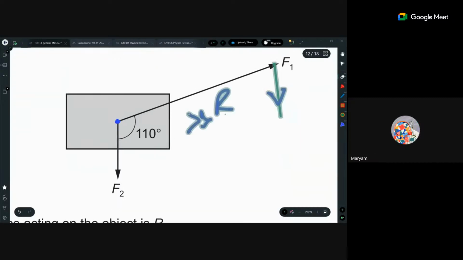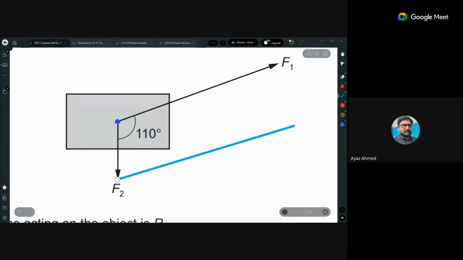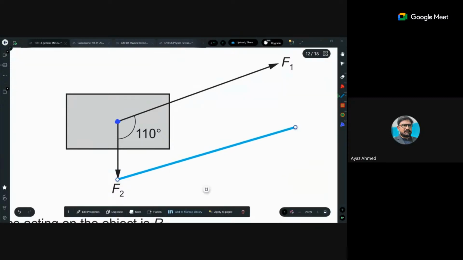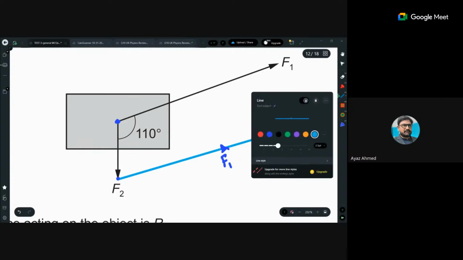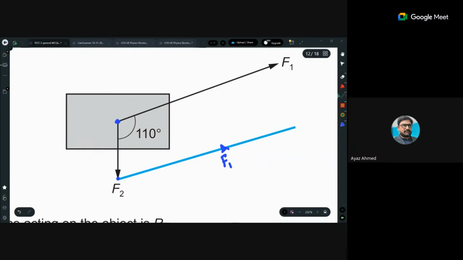Look, I'm just going to draw it. If you want to make a parallelogram, you must draw F1 on the head of F2. Do you understand this? Agreed on this? This is now your F1 at the head of this. And to complete the parallelogram, what to do? You have to draw this vector here. Agreed? This is your F1. So where would be the resultant?